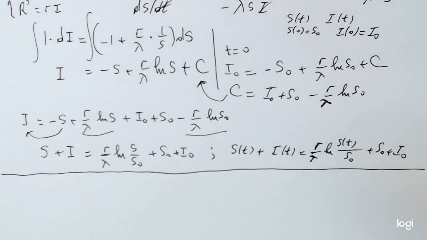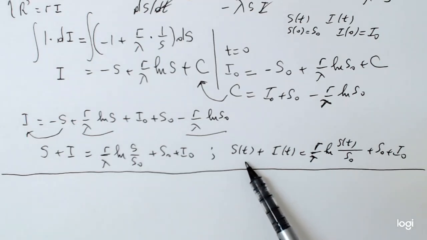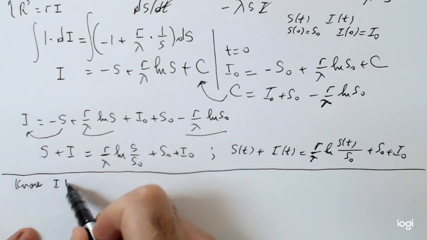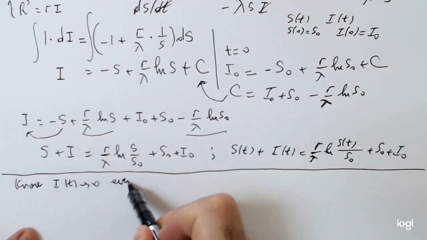But that's the best you could do, right? You could have basically a relationship between S and I. We won't be able to tell what S of t, I of t is separately. But it's still quite a lot in terms of what we can do with it. Remember what we said before, that we know that I of t approaches 0 eventually.